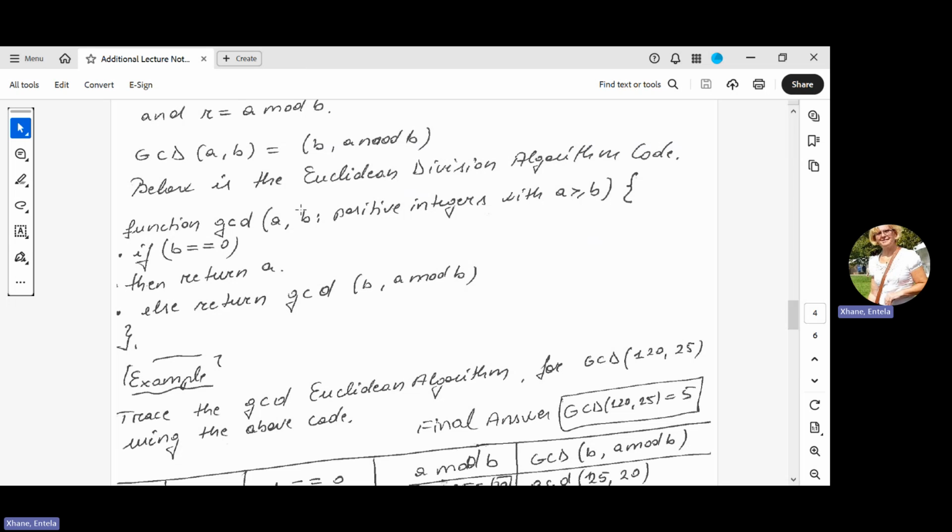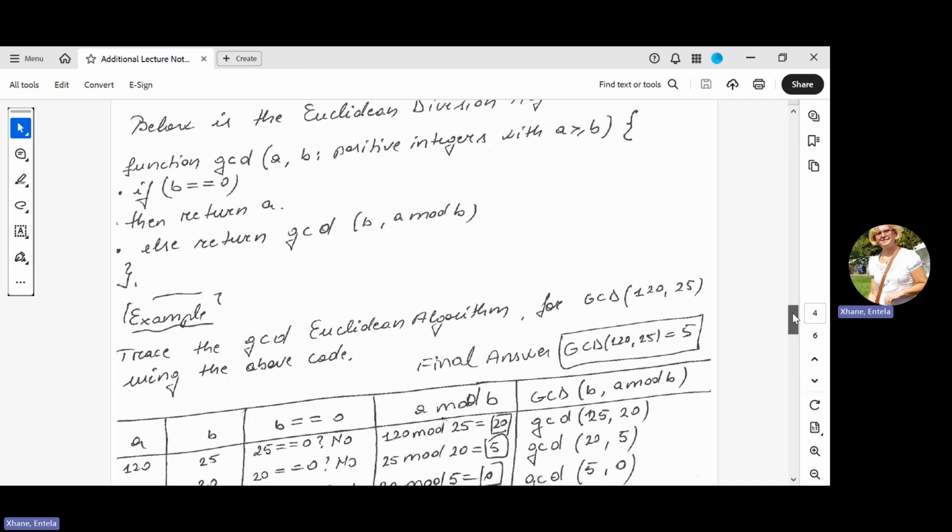Now, if B is 0, then you return A. But else, you return the greatest common divisor between B and the remainder. Reminding everyone, the remainder R is nothing but A mod B. So if you divide A by the divisor B, the remainder of this division is R. So let's try to use this algorithm in an example setting for a better understanding.